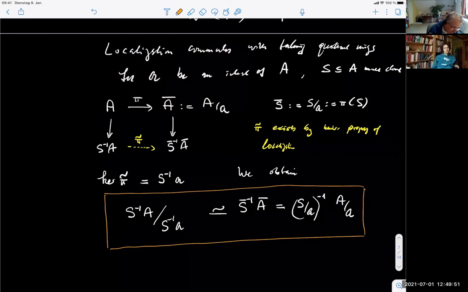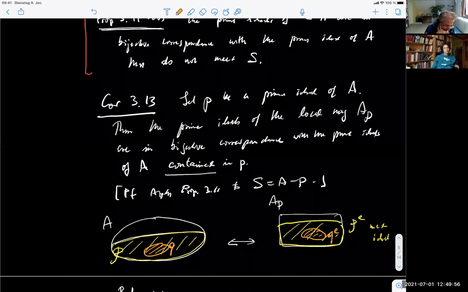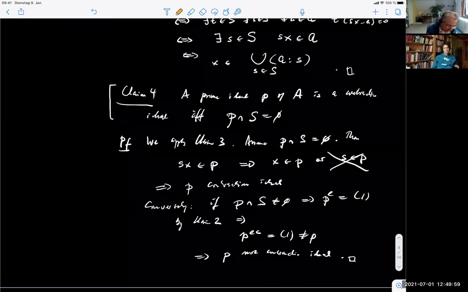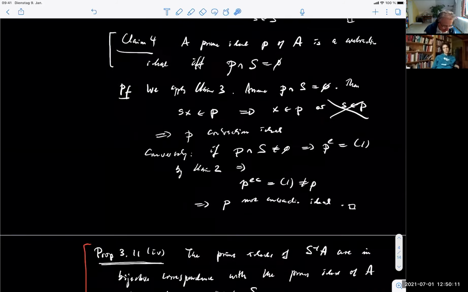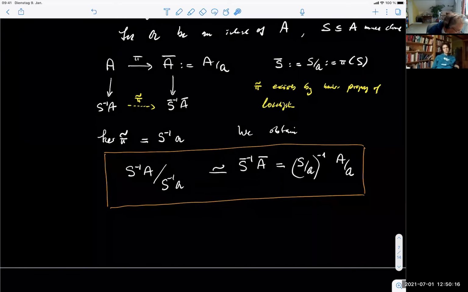Okay, so this proof I gave, I have a bit of a bad conscience. This claim 4, a prime ideal of A is a contraction ideal if and only if it doesn't meet S. I proved it using claim 3, but I messed up claim 3. So let me redo the proof of claim 4. Hopefully I can make up, and it will be clearer. So I want to use this observation, which is now in the orange box, to directly verify the following. Okay, let's use this.